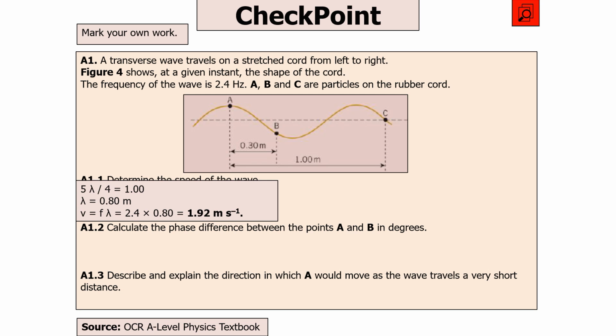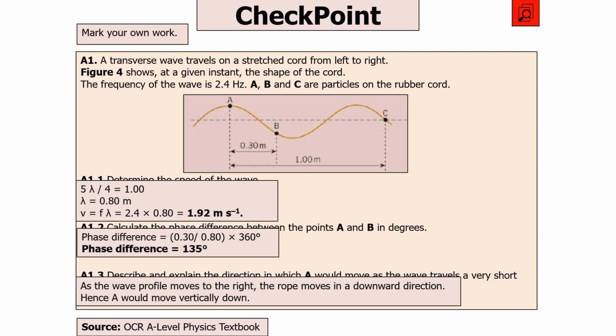Now again, the phase difference is going to be how much it changes in the entire wavelength, so 0.30 over 0.80 times 360 degrees, because there's 360 degrees in one wavelength, so it's 135 degrees. Now to work out the direction A would move in as it travels a short distance, look at the pattern that the wave is pushing out, because it's going to be a transverse wave. So look at how A would move as the wave moves across to the right, because it's moving from left to right. So therefore A would move downwards because the rope is moving in a downwards direction.